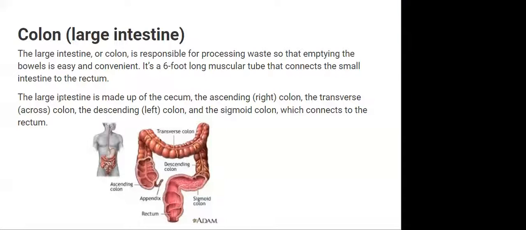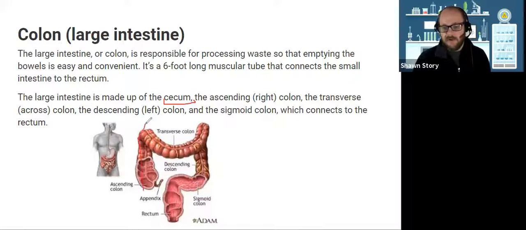The large intestine, or colon, is responsible for processing waste so that emptying the bowels is easy and convenient. It's a 6-foot-long muscular tube that connects the small intestine to the rectum. The large intestine is made up of the cecum, the ascending colon, the transverse colon, the descending left colon, and the sigmoid colon, which connects to the rectum. Yep. So we go up and we go over and then we go down. Up, over, and down.